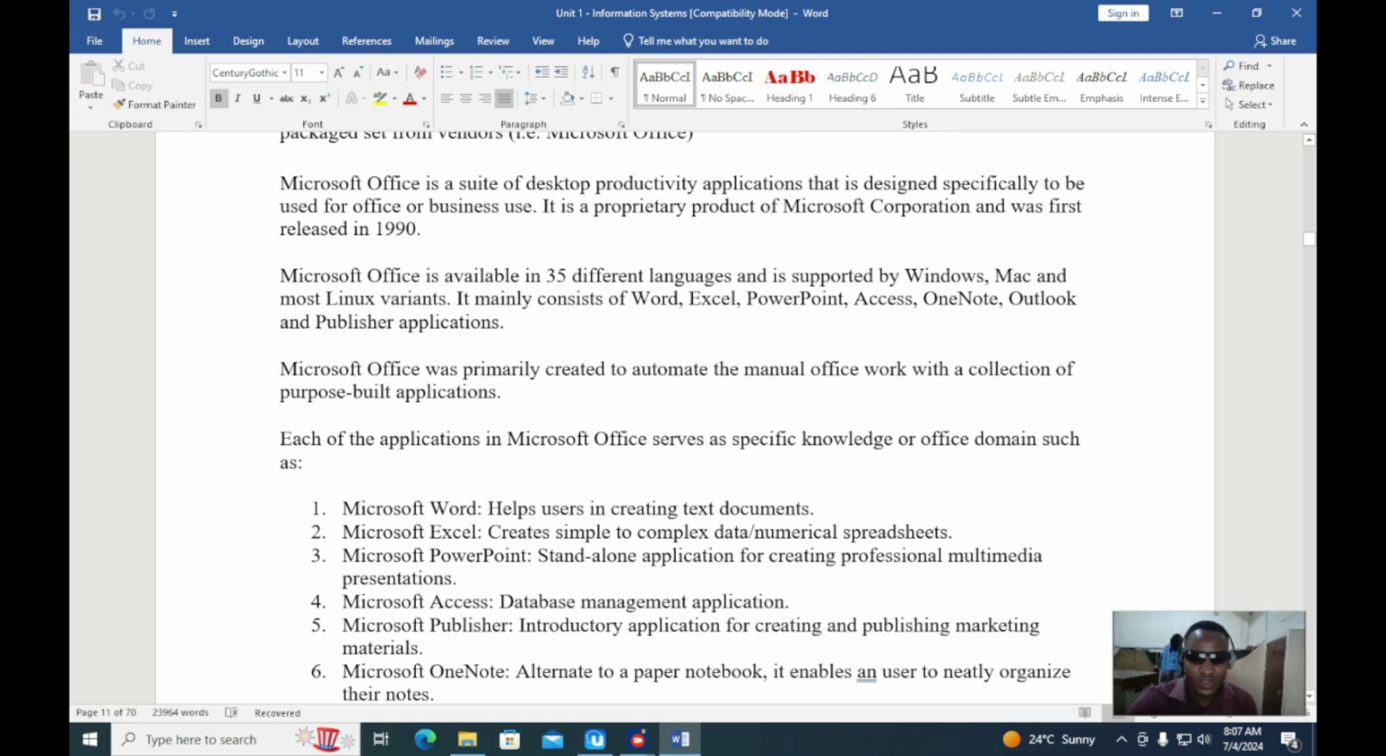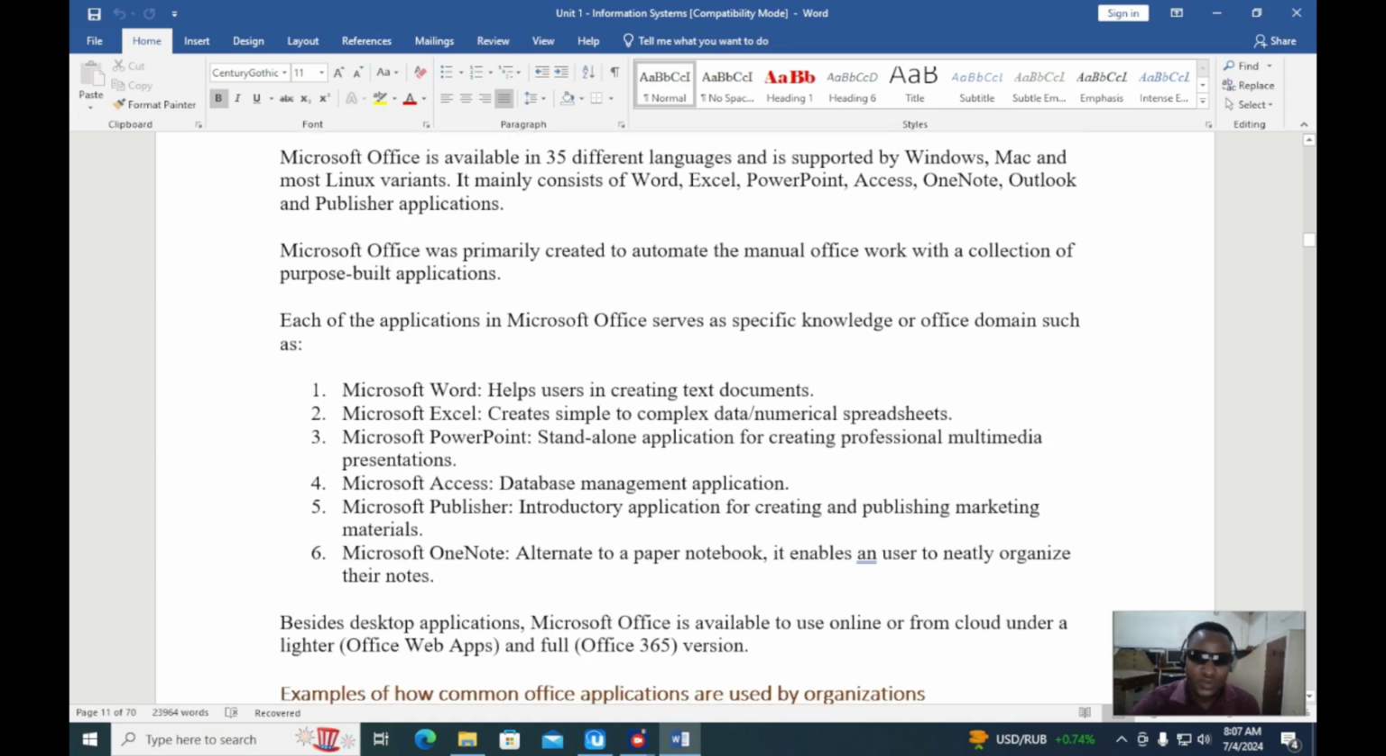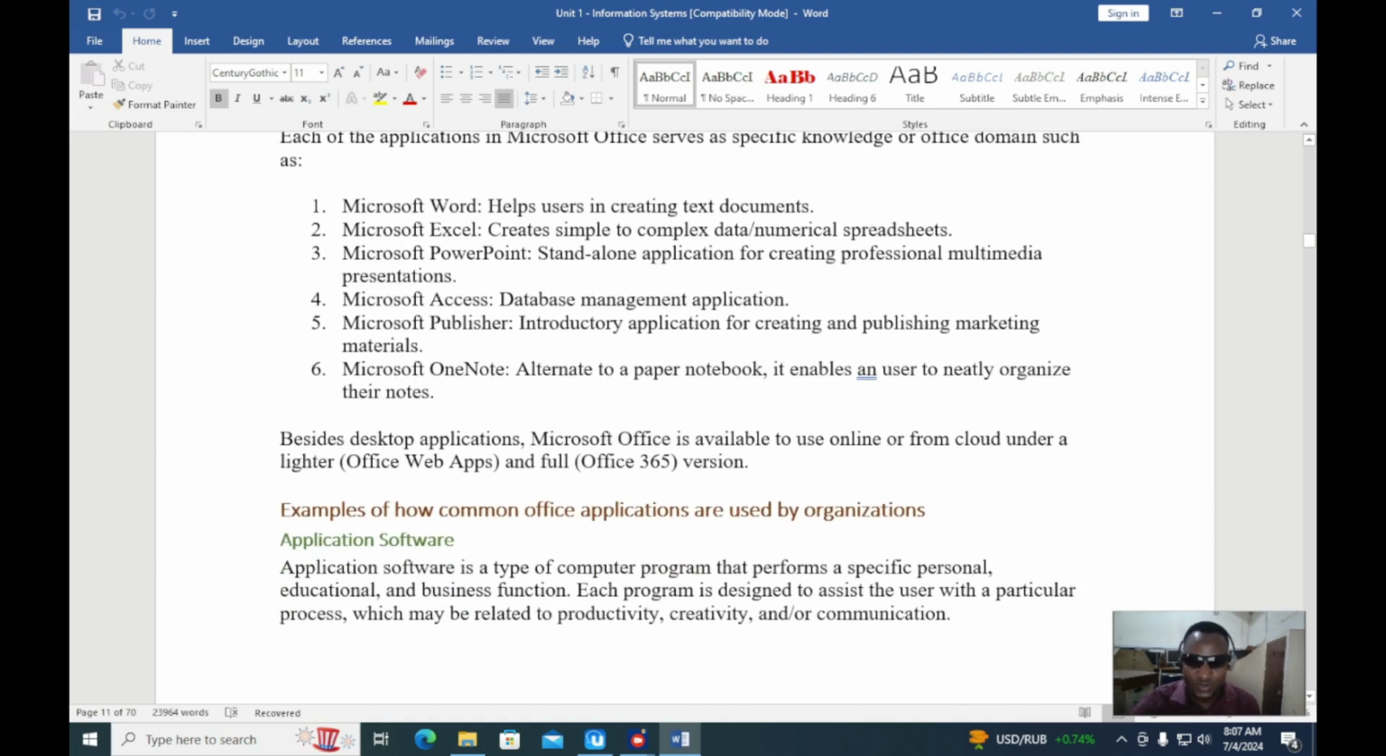We were dealing with paperwork, with manual writings, but then Microsoft Office comes in to make sure that we are automating all these processes. So we are moving from manual office work to automated office work using these particular applications. Each of those applications that we have in the Microsoft Office suite has specific knowledge, they serve a specific domain.